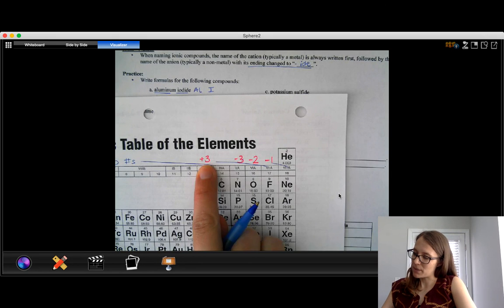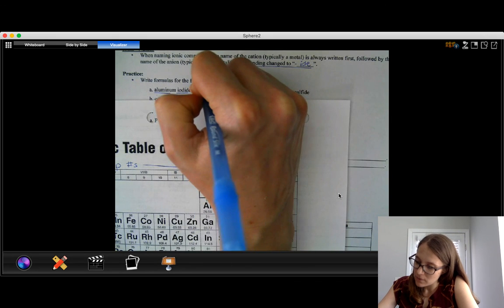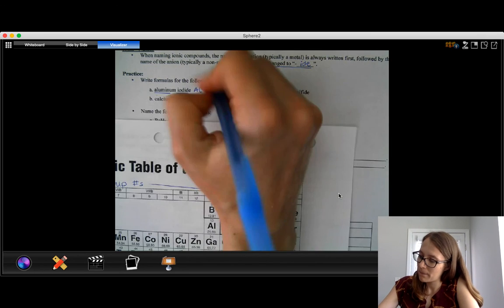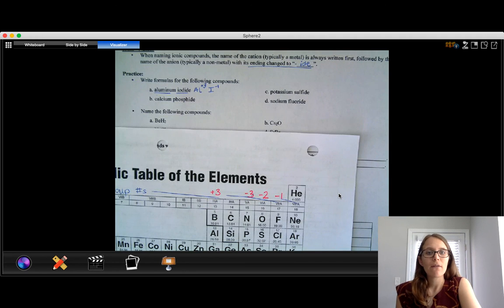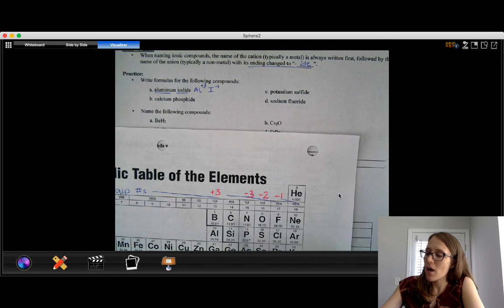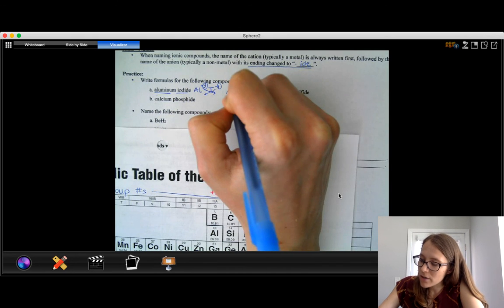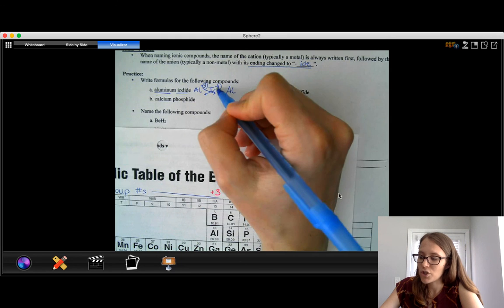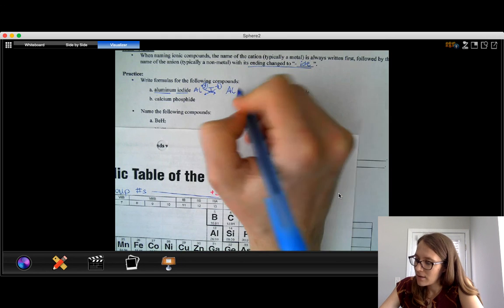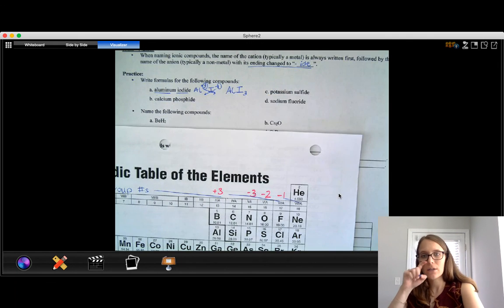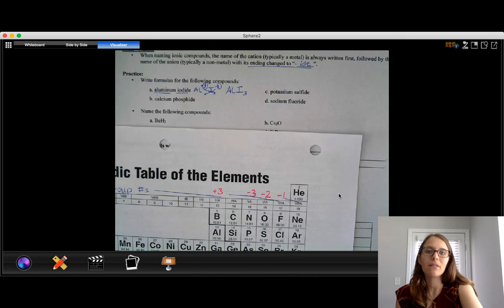Aluminum is +3. Iodide is over here, which is -1. Once we have those written out, we can see whether they're a perfect match or a crisscross. They're not a perfect match because the number isn't the same. If they're not the same number, I'm going to have to crisscross them. When I crisscross, I get aluminum with just a 1 next to it, which I don't need to write, and then iodide would have a 3 down low next to it. So aluminum iodide is AlI3.